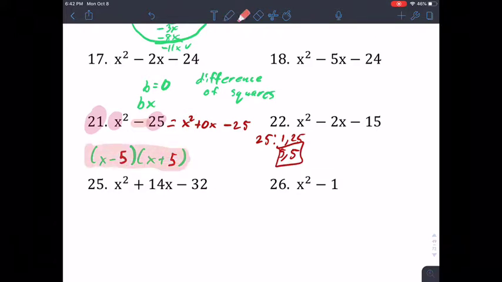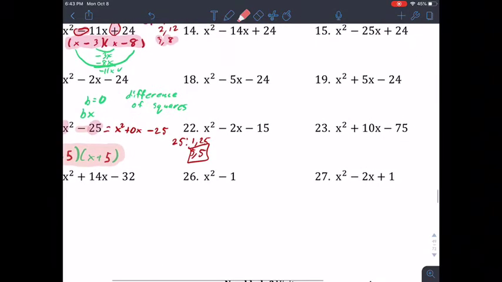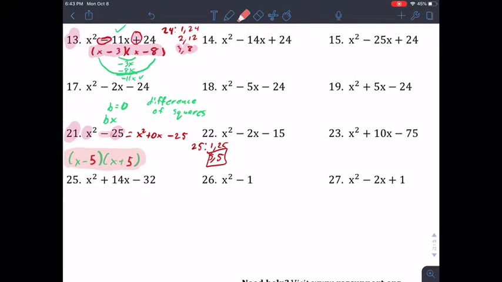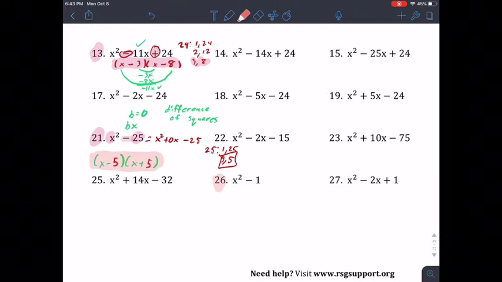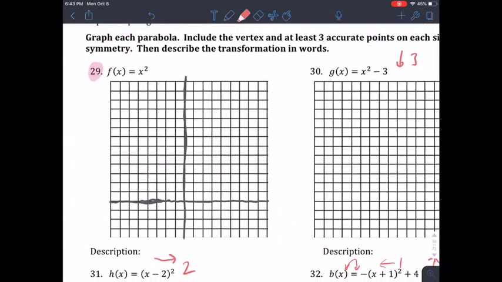See, not too bad. It's just something that you guys don't get used to seeing, and the book doesn't really do a good job showing it to you. So write down any questions and try out the rest of them. Oh look, 21 or 26 is also a difference of squares. I wonder what times what gives you 1. A little thinker. All right.